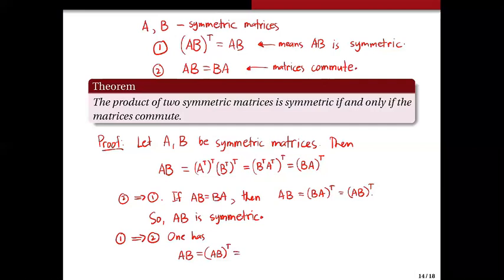But AB transpose, if we calculate, is equal to B transpose A transpose. But B transpose, because B is symmetric, is just B. And A transpose, since A is symmetric, is just A. And this is what we need, and therefore the theorem is proved.